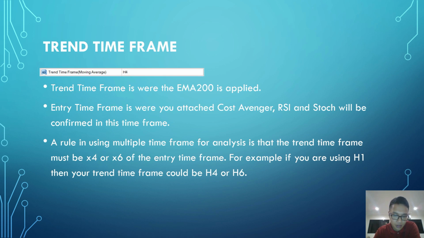But if you choose H4 and your entry point is M5 or M15, it will really not make sense. So it's better to just follow the rule: times 6 or times 4.